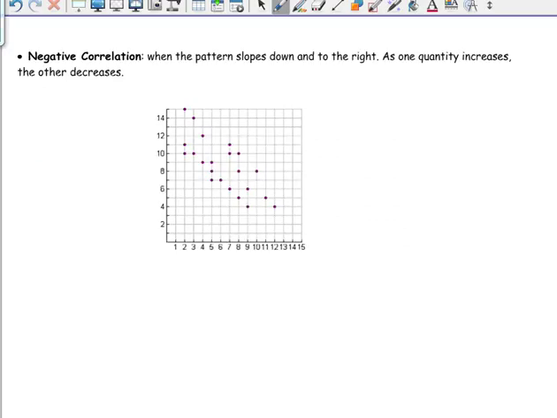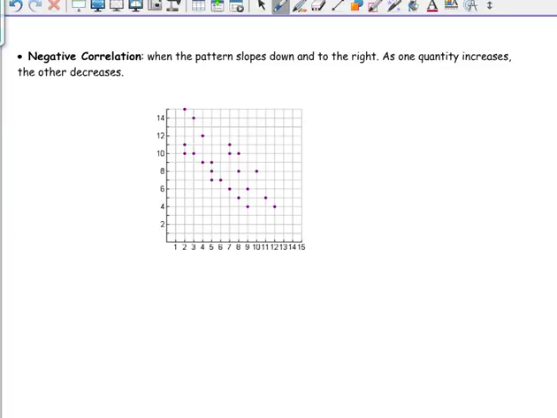Let's move on to another type of correlation. That one would be negative correlation. So as you can see in this picture, what's happening is the pattern is sloping down and to the right. What that means is that one quantity is increasing and the other one is decreasing. So with negative correlation, it means the quantities are moving in opposite directions.